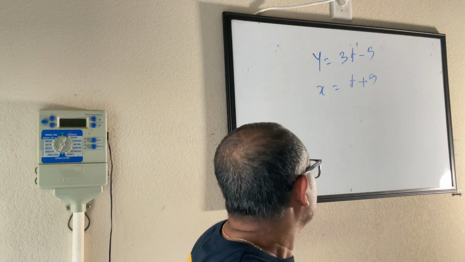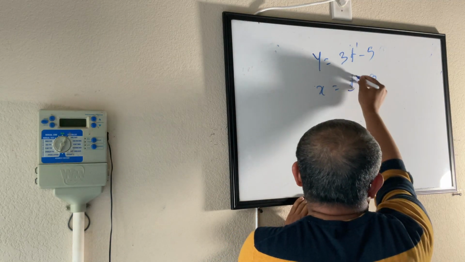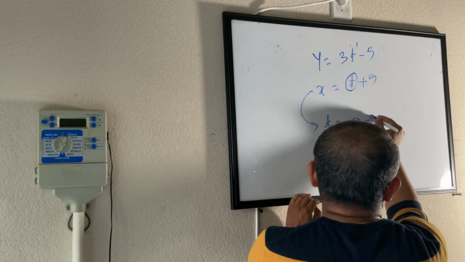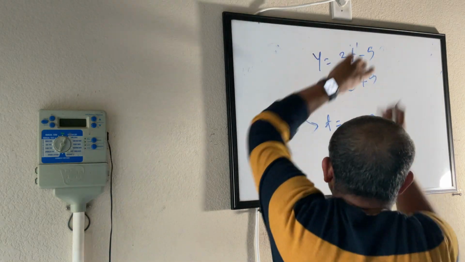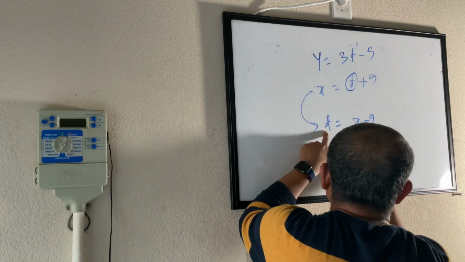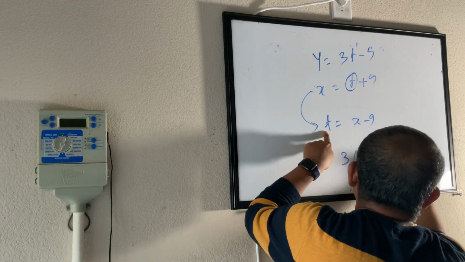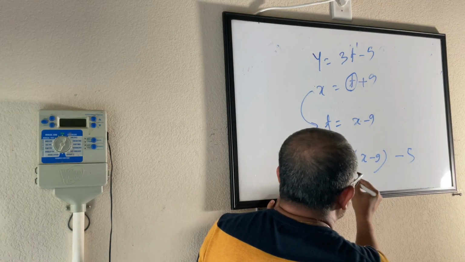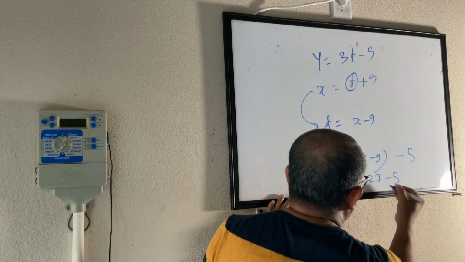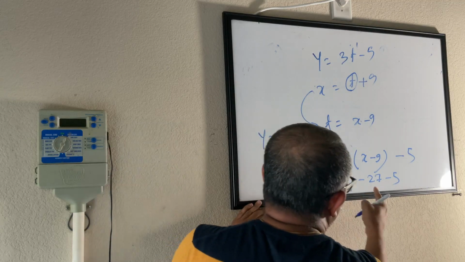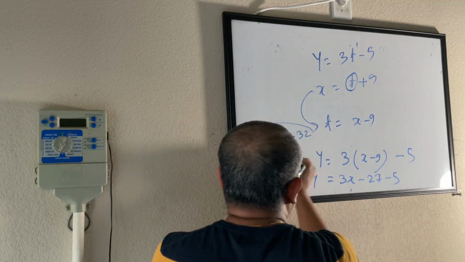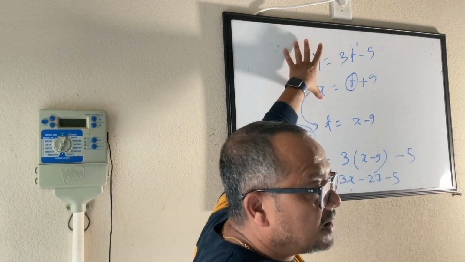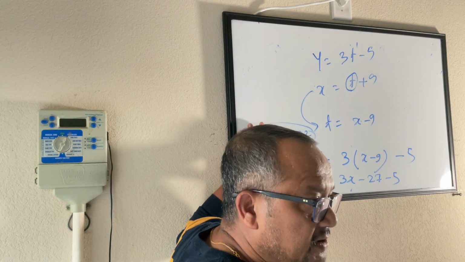I can, right? I will find the value of t in terms of x. If I look at this equation, t equals x minus 9, and take this value here. y equals 3t, where t is x minus 9, minus 5. Now if you break it open, it becomes y equals 3x minus 3 times 9, 27, minus 5. So y equals 3x minus 32. So when you have a parametric equation, you can always derive a rectangular equation out of it.